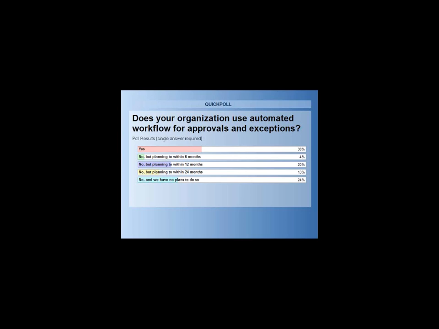Charlie, a couple of people have written in here, we are in the beginning stages of evaluating automated AP processing, and we are not sure that there is a business case for workflow approvals and exceptions. What are some of the key elements of that business case that these folks ought to be looking at as they go through this process?